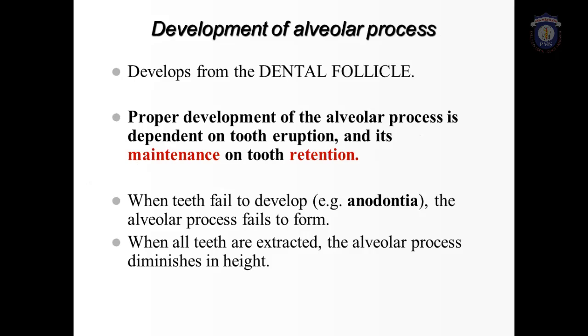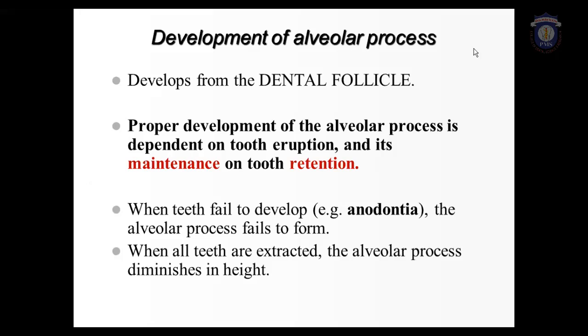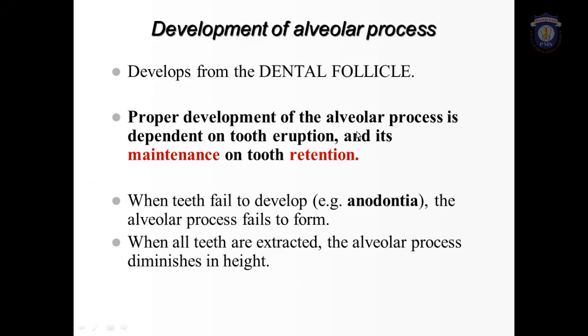Now, a look at the development of the alveolar process. The alveolar process develops from the dental follicle. The dental follicle, as we all know, is part of the structure of the tooth germ, which provides the periodontium, the alveolar bone, as well as the supporting tissues. The proper development of the alveolar process is also dependent on tooth eruption and its maintenance on tooth retention.